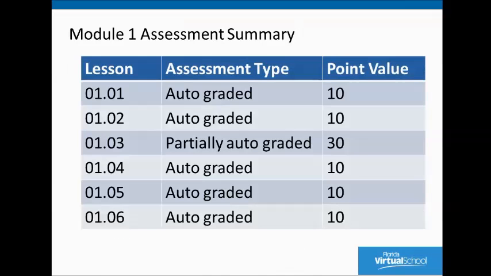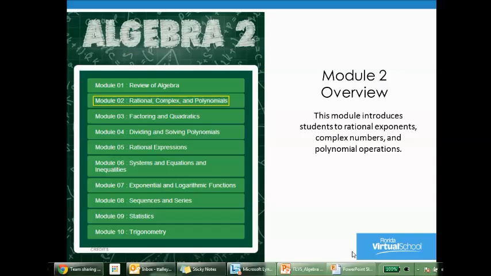The assessment summary for Module 1 is as follows. 1.01 is auto-graded. 1.02 is auto-graded. 1.03 is partially graded. This is a quiz, and the students will review what they learned in 1.01 and 1.02. Partially auto-graded, meaning that the teacher grades an essay question at the end. 1.04, 1.05, and 1.06 are also auto-graded.